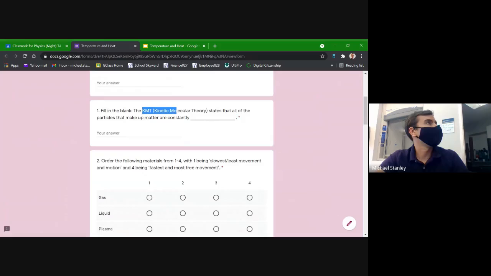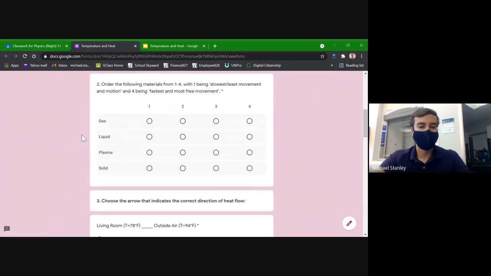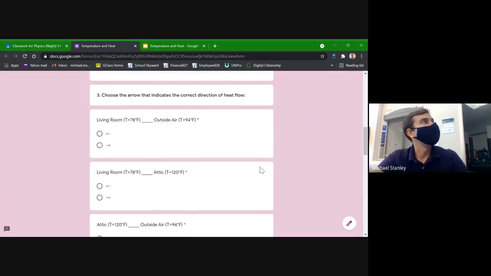There's a question about the kinetic molecular theory. I want you to rank the different states of matter from 1 to 4, where 1 is the slowest and least movement, least energy matter, and 4 is the highest and most quickly moving state of matter.